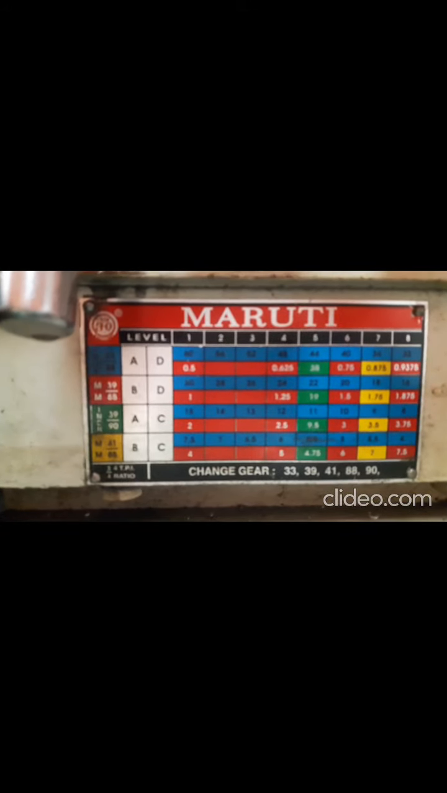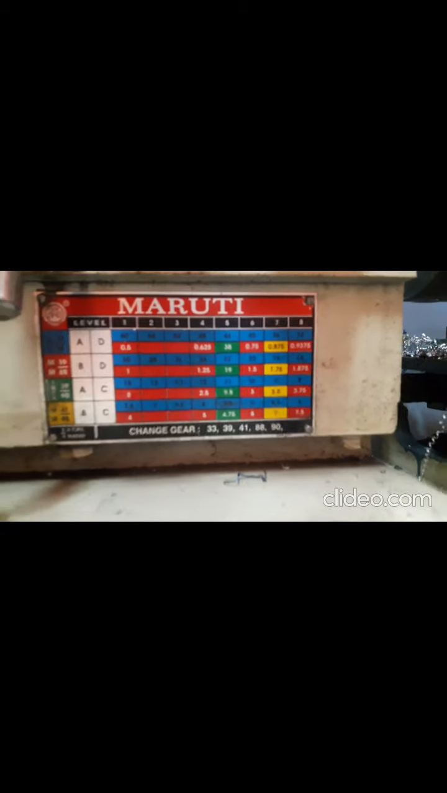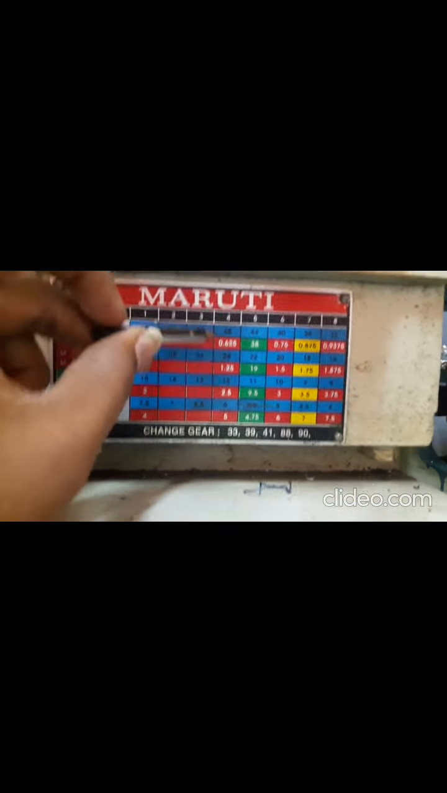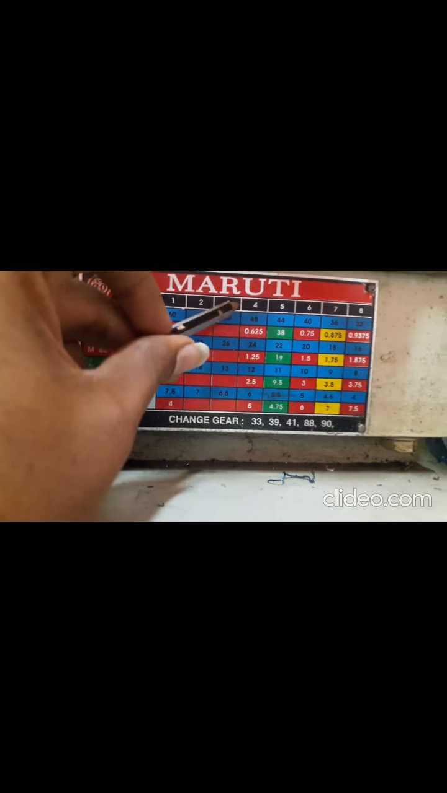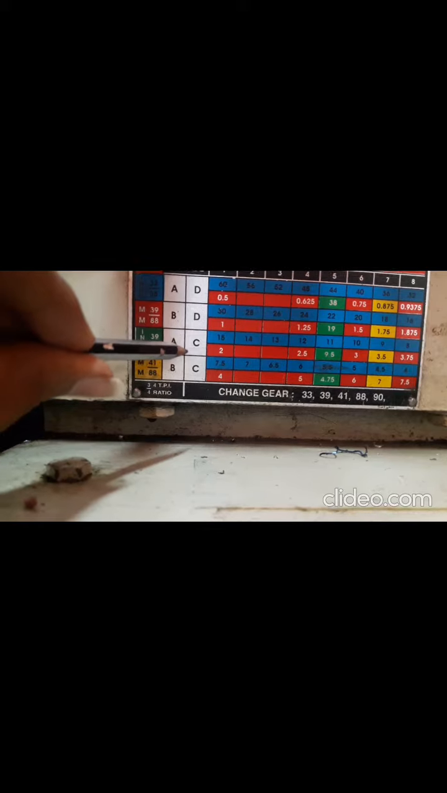The next operation we are going to perform is called thread cutting. You need to engage some particular parameters here. A label is given which consists of the standard obtained for thread cutting. We have selected 2.5 here, and for 2.5 you need to position a lever in A and C, and one particular lever at a position of 4.